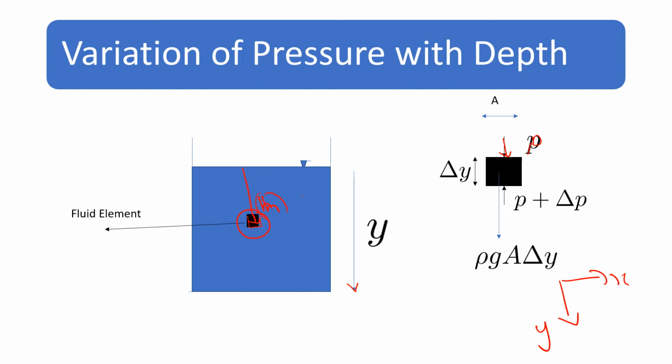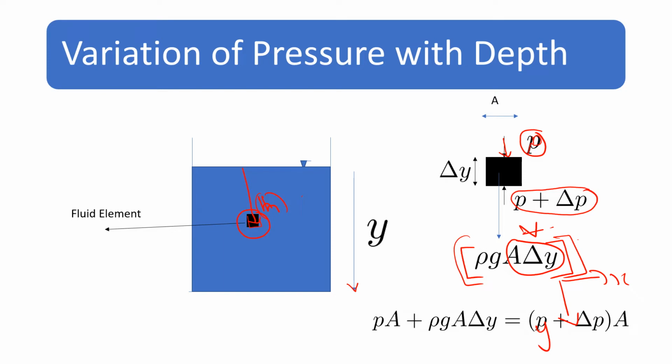Before writing the force balance equation, there is one more force acting downward, that is due to the weight of the fluid. The volume of the fluid element is A into delta Y, g is the acceleration due to gravity, and rho is the density of the fluid. So density into volume into acceleration due to gravity will give you the weight of the fluid. So the forces acting are the pressure force acting on top, a pressure force acting at the bottom, and also the weight of the fluid.